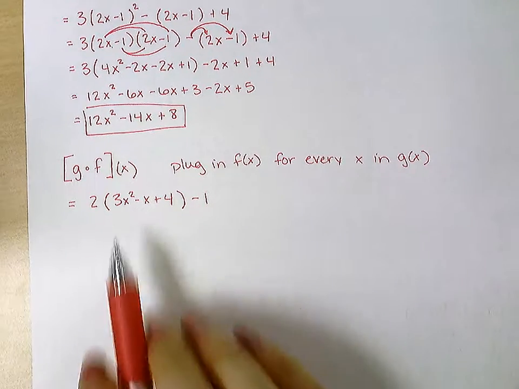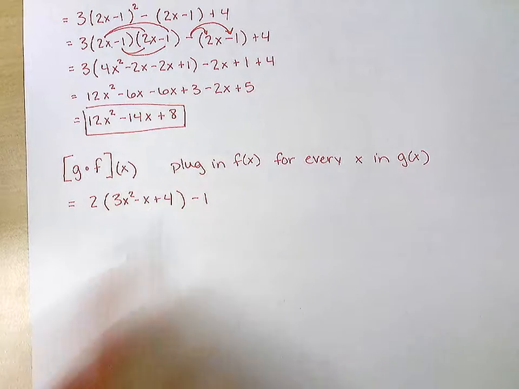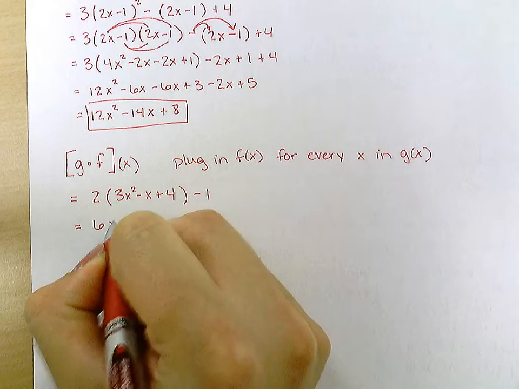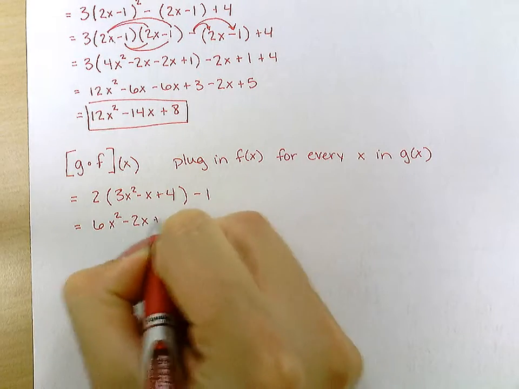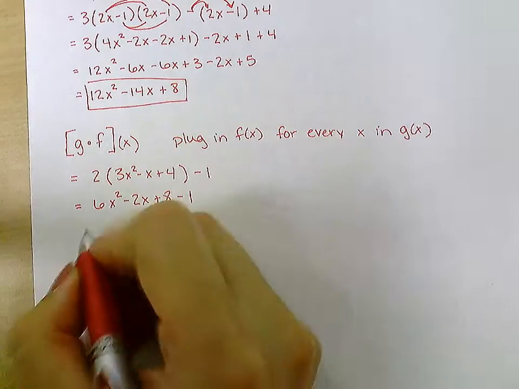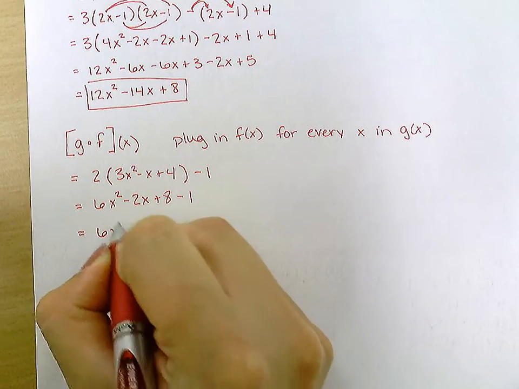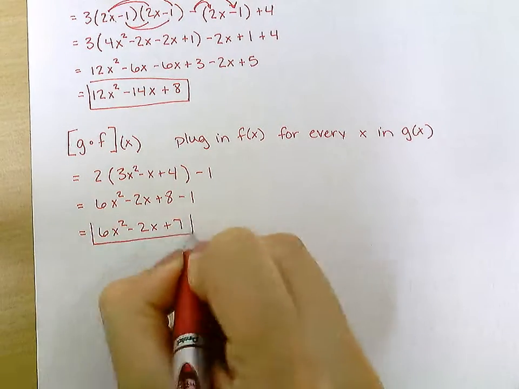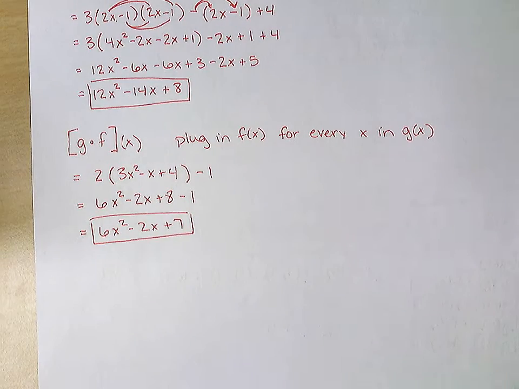From here, all I have to do is distribute my 2 to all those numbers. So I have 6x squared minus 2x plus 8. And I still have that minus 1. So I end up with 6x squared minus 2x plus 7. Again, that one was a little bit easier to simplify.